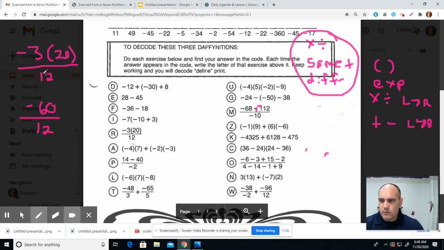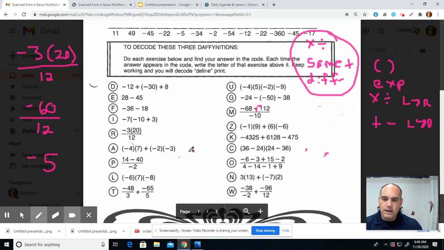Anytime we have a fraction, simplify the top of the fraction, simplify the bottom of the fraction, and then we're left with the division problem. So once again, remembering that fractions mean division, this is 60 divided by 12. Well, 12 goes into 60 exactly 5 times. Now notice the signs are different. So I come over here, when they're different, it's a negative answer. So my answer is negative 5.